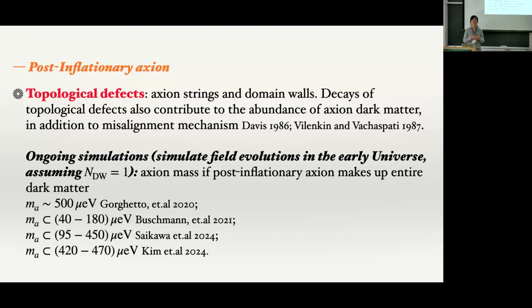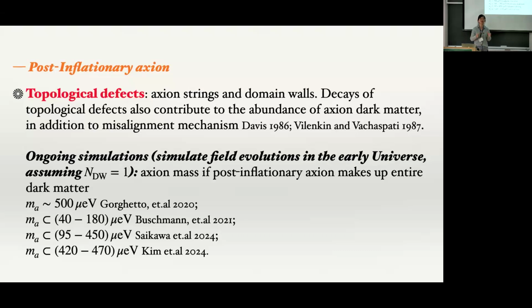Since the PQ breaking that leads to the axion happens after inflation, there will be formation of topological defects, like axion strings and domain walls. The decay of these topological defects contributes to the relic abundance of axion dark matter. It turned out to be a more important contribution compared to the contribution from the misalignment mechanism. Actually, this is a hot topic of ongoing simulations.